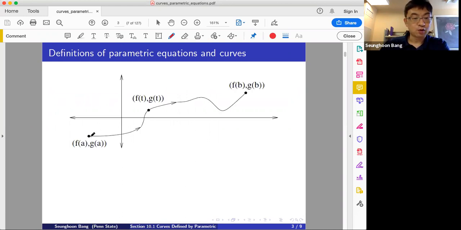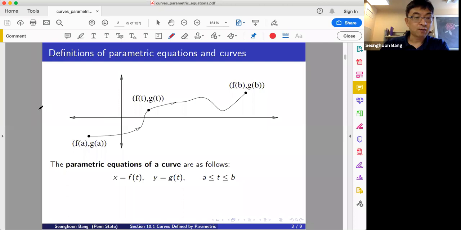So we have one curve like this. One curve is given in the x and y axis. The parametric equations of a curve are the following. So the x value is f of t. The y value is g of t. t is from a to b. This is called parametric equations.